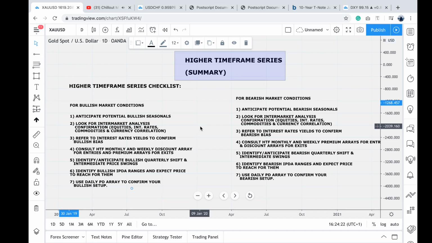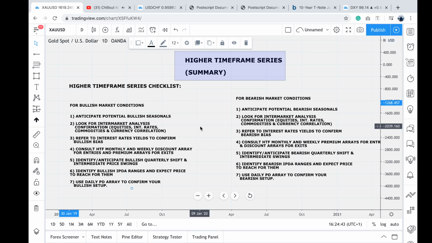So the first thing you have to ask yourself when looking at seasonals, if you're looking at a bullish market condition, is: is my base pair seasonally most bullish around this period, and is the counter pair seasonally most bearish around this period? Because once you have a situation like that, you're going to see really explosive moves in the marketplace.